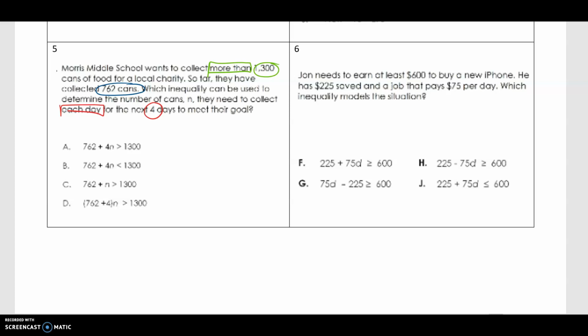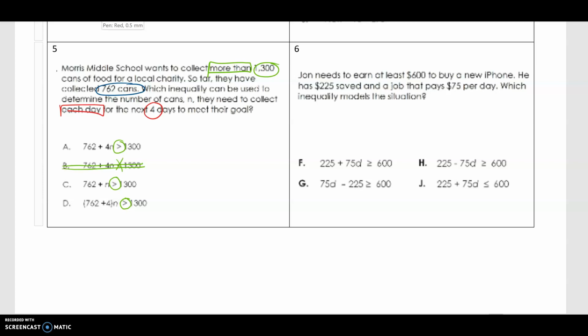So if it's more than 1,300 cans, that's more than, I'm going to do it in the green because that's what we've been focused on. That's more than, that's less than, so no, that's more than. So based on this inequality sign, we are able to eliminate B. Now it's down to the rest. And then knowing that it's 4 days and a certain amount of cans each day, you should be able to identify the correct inequality.